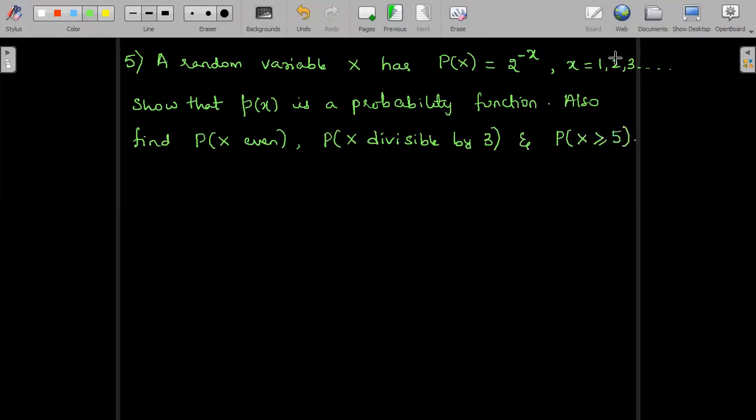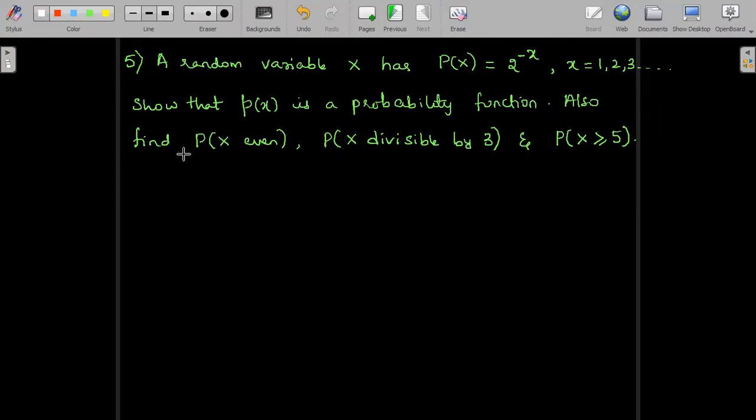So probability is defined for us as 2 power minus X, where X takes the values from 1 to infinity. We need to first show that this P of X is a probability function. In order to say it is a probability function, it has to satisfy the basic conditions: every P of X should be positive, and the sum of all probabilities of X values should be equal to 1. That's the first part of the problem to show.